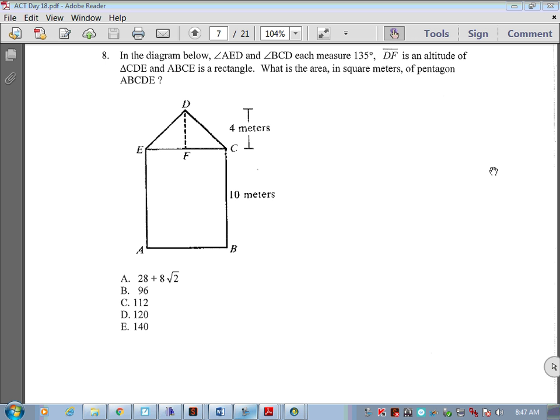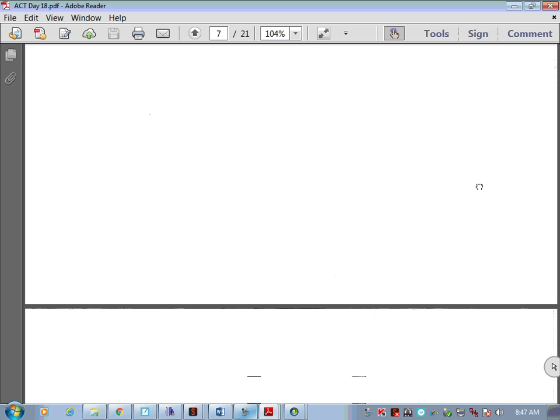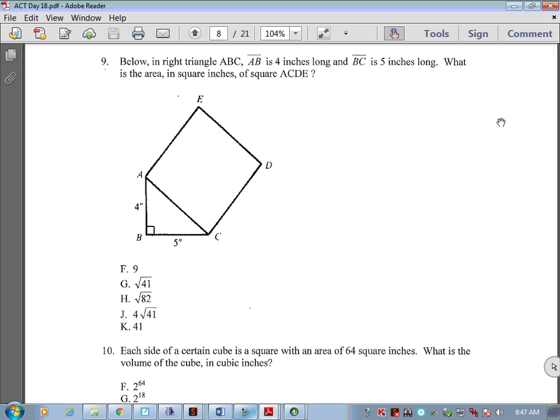All right, number 9. We got 9 and 10 here. Below in right triangle ABC, AB is 4 inches. They give you the other part, BC is 5 inches. What is the area in square inches of square ACDE?